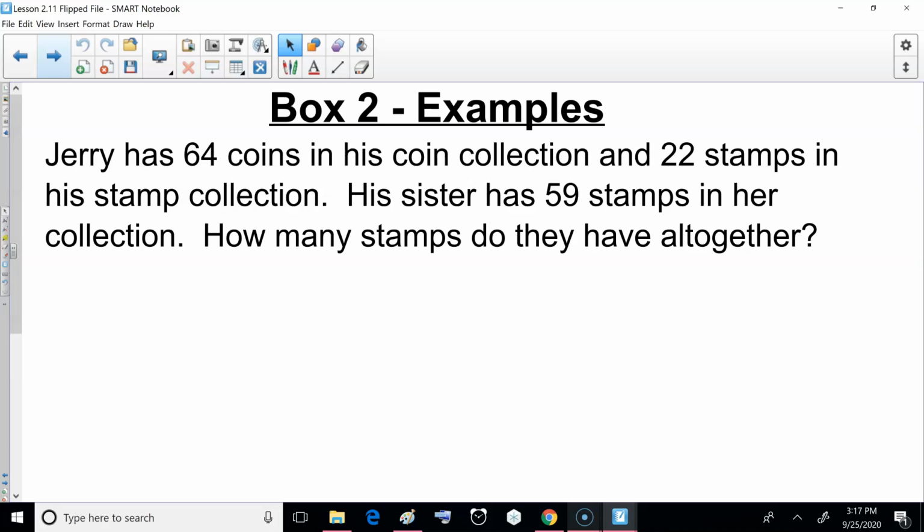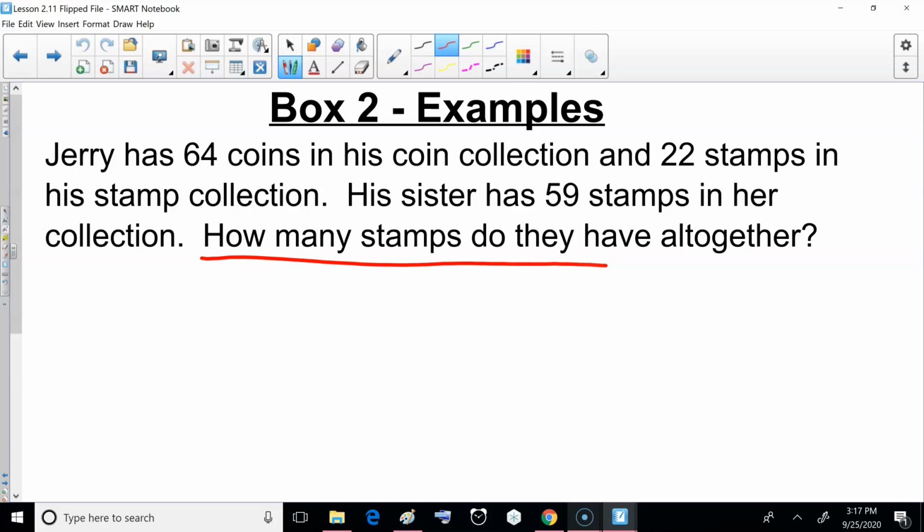So what I need to look at first and most importantly, as we did in some other opportunities, is to underline and focus on what is the question they want me to solve. They want me to solve how many stamps do they have altogether. So if I go back to my problem, I'm looking at stamps. It says Jerry has 64 coins. Well, I'm looking for stamps. I really don't care how many coins he has. I mean, it's probably very cool, but I don't need that information right now. But I'm looking for stamps. So I see stamps here, and I see stamps here. All right. So now I see where the stamps are in this problem.